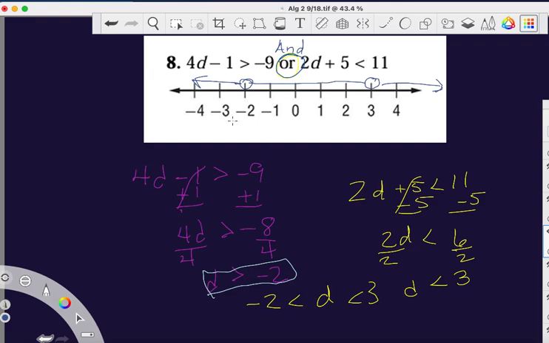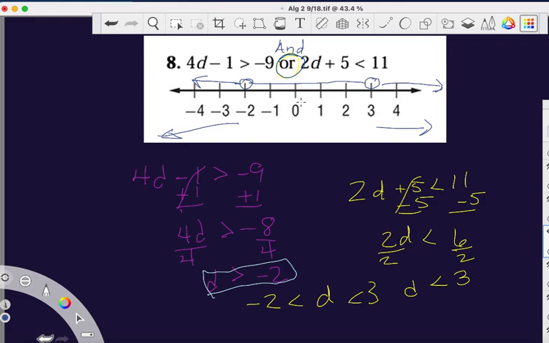So from out here and out here, we only satisfy 1. Up here, past 3, we're satisfying this guy over here. Past negative 2, we're only satisfying this guy here.